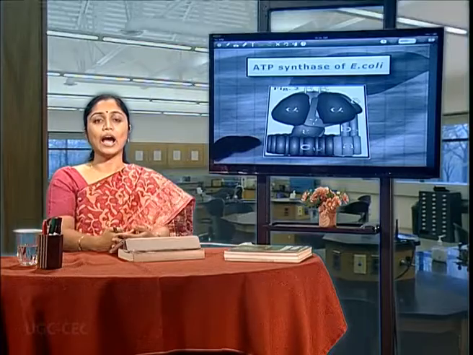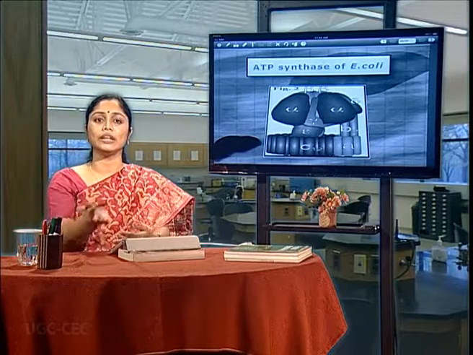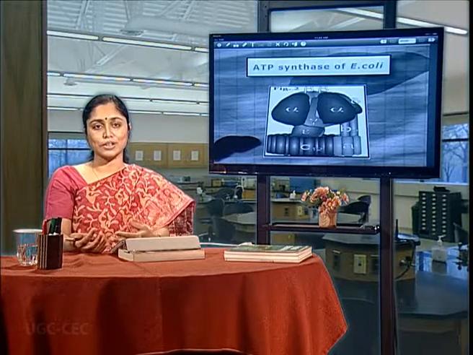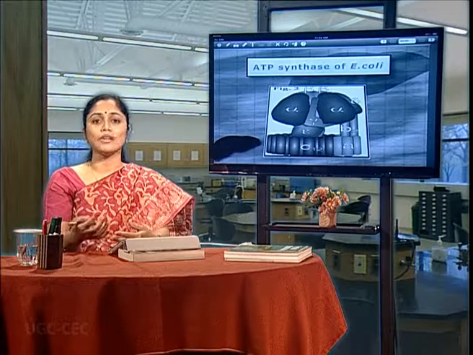So today we have learned how prokaryotes and eukaryotes carry on the electron transport chain and oxidative phosphorylation, and how oxidative phosphorylation is dependent on the electron transport chain. Without the electron transport chain, there will be no oxidative phosphorylation or synthesis of ATP.